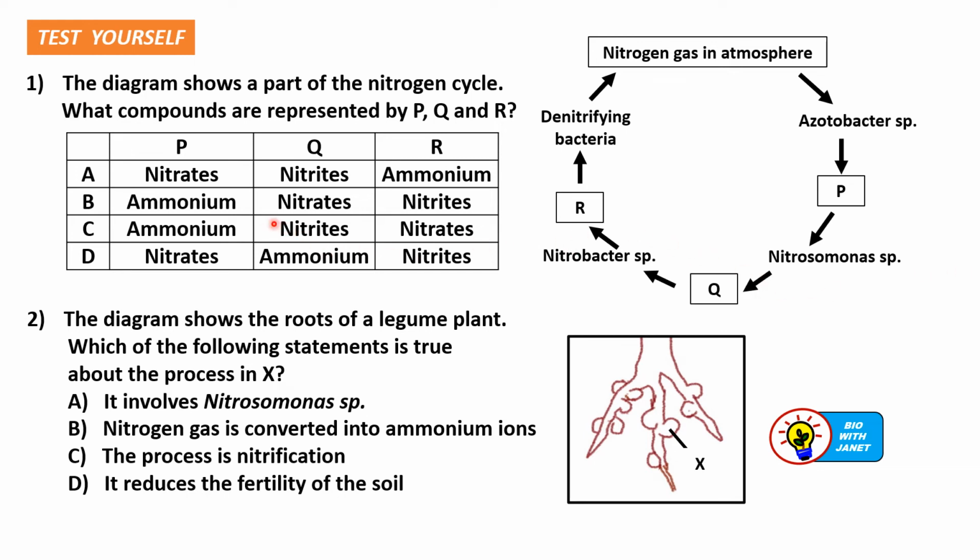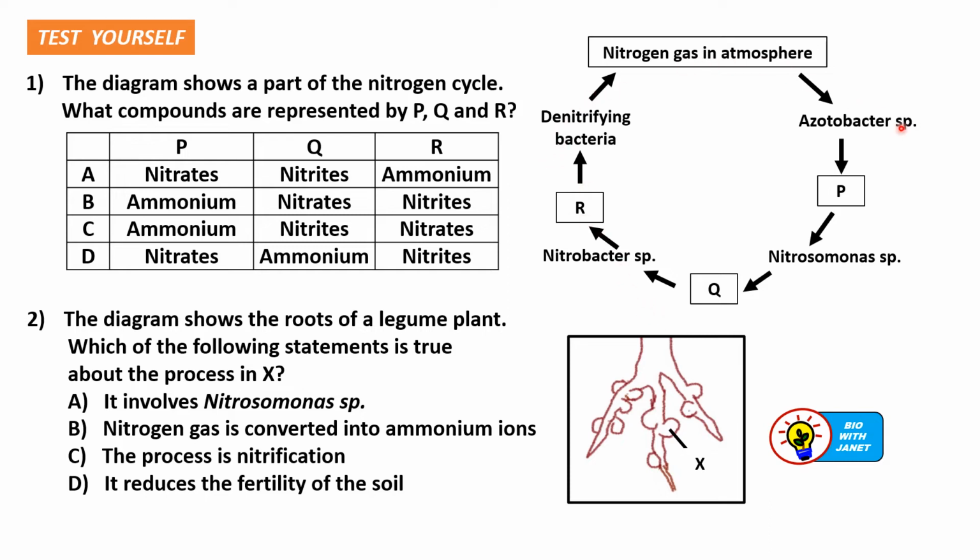So test yourself. Now the first question. The diagram shows a part of the nitrogen cycle. What compounds are represented by P, Q, and R? Okay, so take a moment to read through this question and pause the video, try to find the answer here. And also question 2. Pause the video and try to answer the question now that you have studied the nitrogen cycle. All right, let's look at the answer.